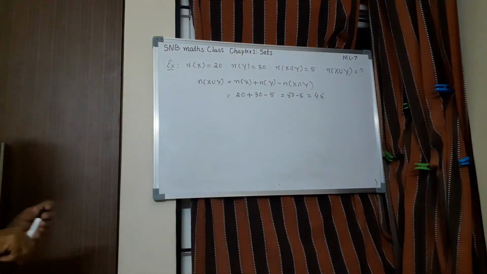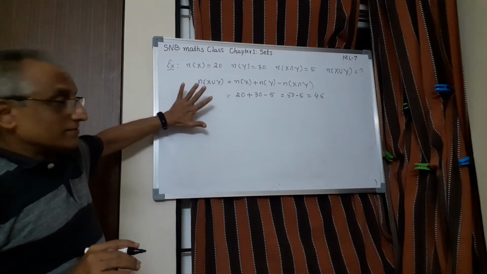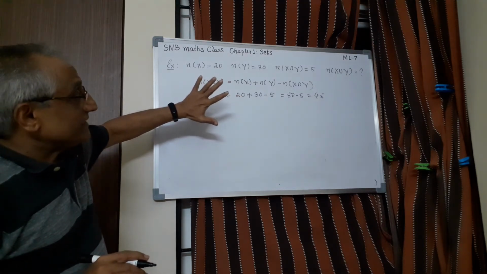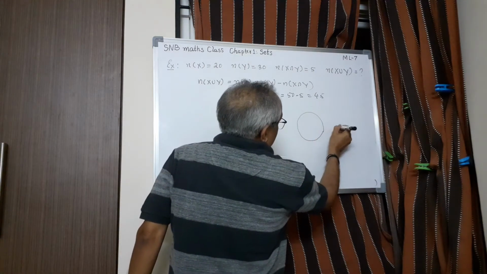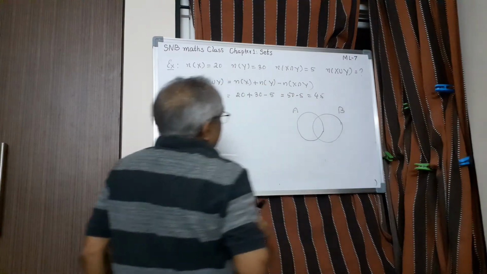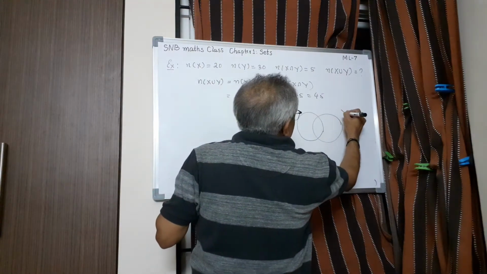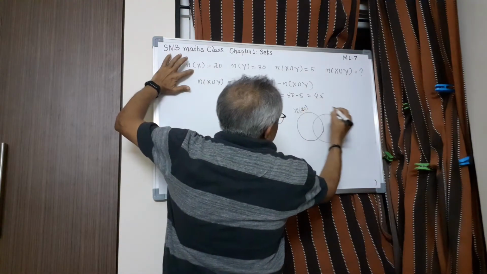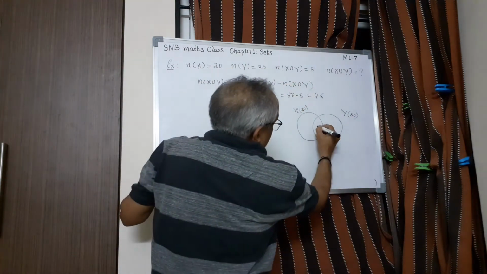And in some problems you should also know how to represent this. It is not a must, but in some problems if you are able to represent this using a Venn diagram, it is very easy to answer some of the questions. So in any such problem, always try to relate the data with the diagram. Here x and y. Now x is 20, this is the number of elements. Here it is 30. Now x intersection y is 5, so here it is 5.